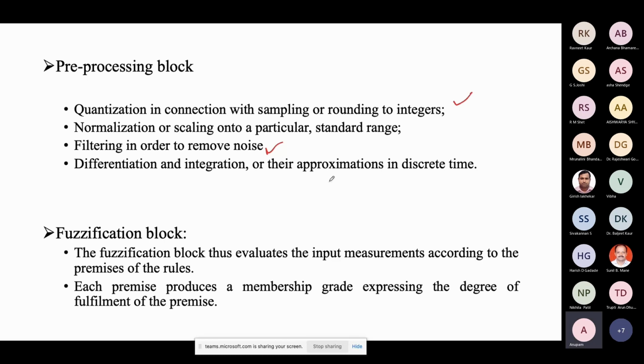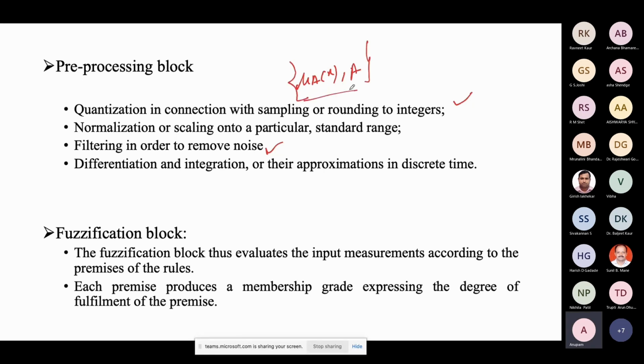Now we are moving to the fuzzification block, right? As I just explained, the fuzzification block is mainly used to convert a crisp value, like a physical quantity, I can say crisp values like 1, 2, 3, to a fuzzy value. Fuzzy values are not like 1, 2, 3, right? They have a membership grade attached with a membership function.